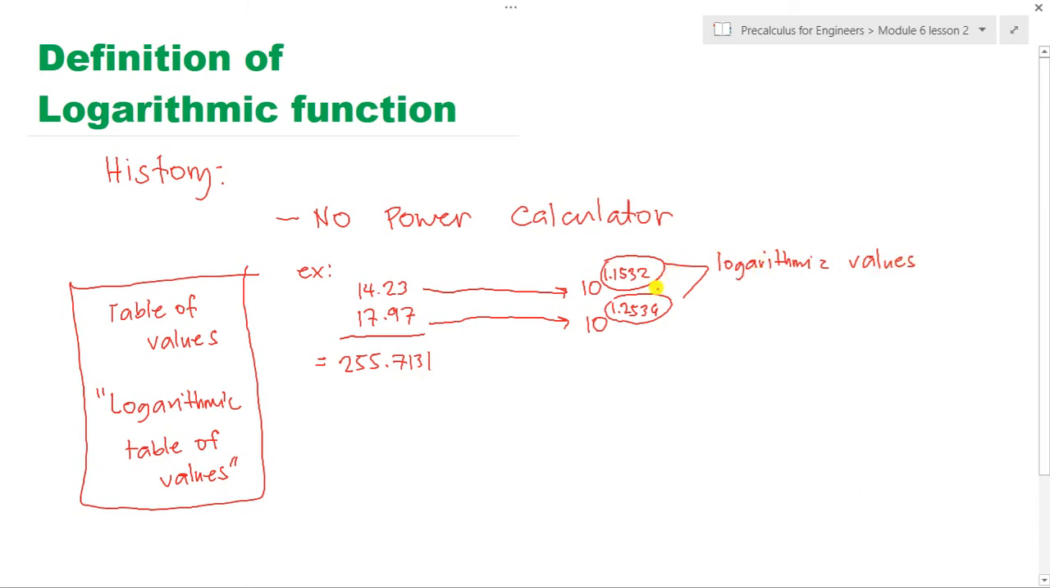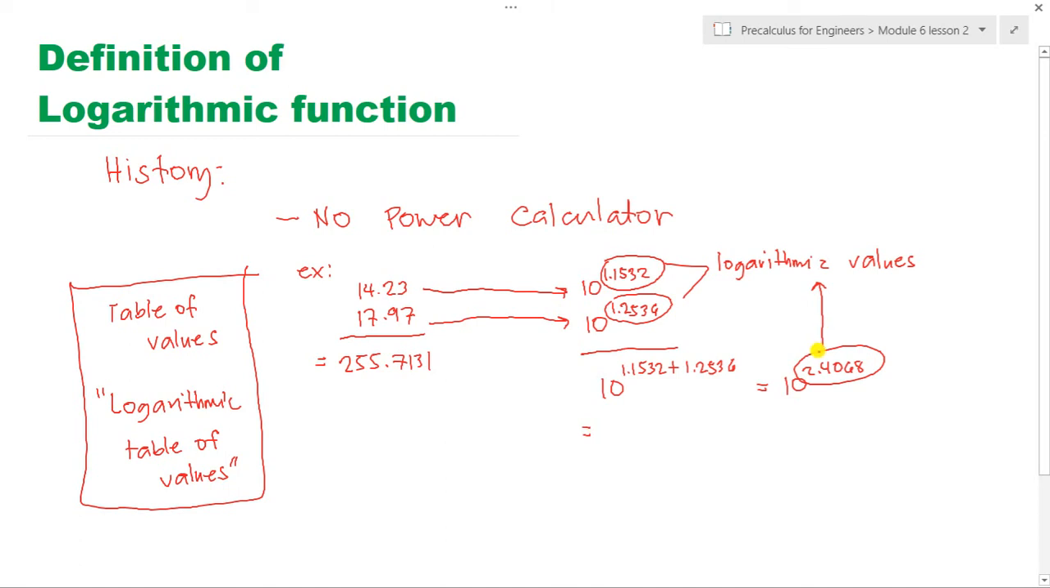So what they did is, if you're going to multiply two numbers with the same base, by the rule of exponents, that would just be equal to 10 raised to 1.1532 plus 1.2536. If you simplify that, you just add the exponents, so that would equal 2.4068. Now we have a new logarithmic value.